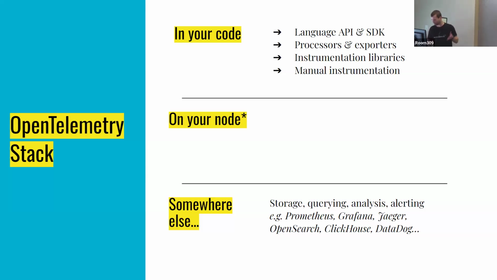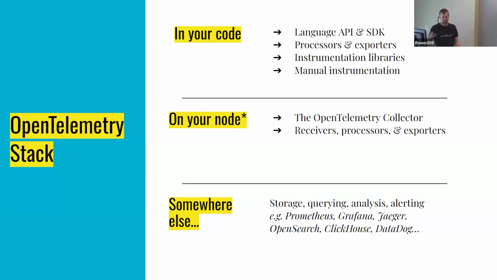Then we have the OpenTelemetry collector, right? I say on your node because typically I'm talking to Kubernetes audiences and they want to run this as a daemon set. And the asterisk is there because you might not necessarily run it as a daemon set, but typically you're going to have an OpenTelemetry collector, at least one per host, and then you might have a deployment of collectors somewhere else that's acting as sort of a gateway to your backend storage.